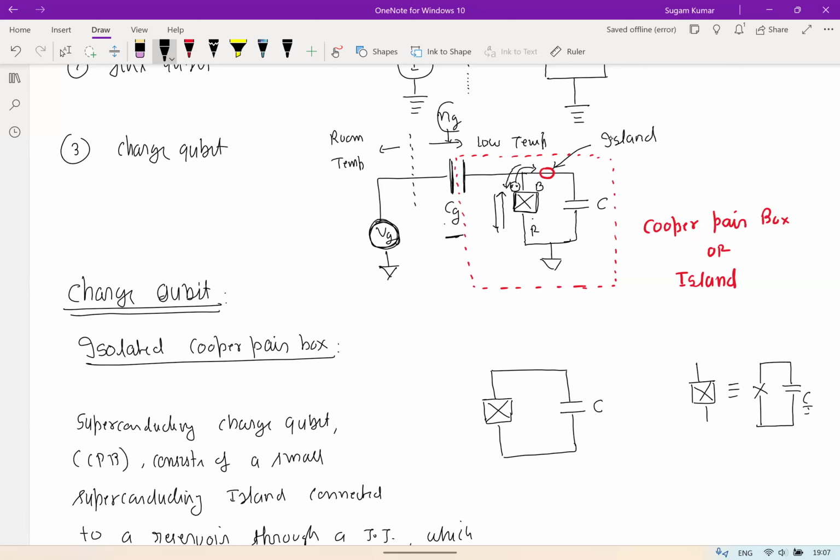This charge is going to either help create a Cooper pair on this island, or deplete the number of Cooper pairs from this island, depending upon the positive voltage or charge accumulated on the capacitor. Simply, it is going to push the charge to the island or pull the charge from the island. As a result, you will have some N, which is the excess Cooper pair.